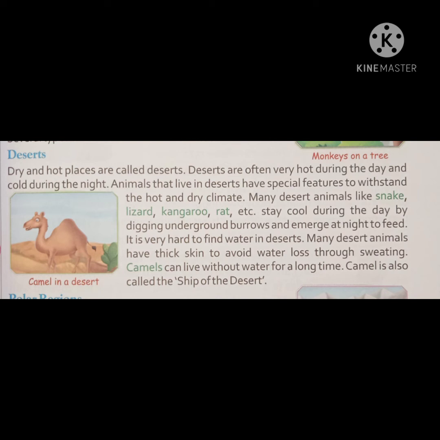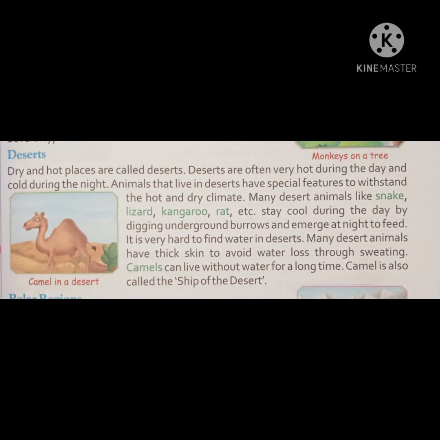Next, at night they emerge to feed. Feed means they go searching for food. Next, it is very hard to find water in the desert. Many desert animals have thick skin to avoid water loss through sweating. Okay, they have thick skin.